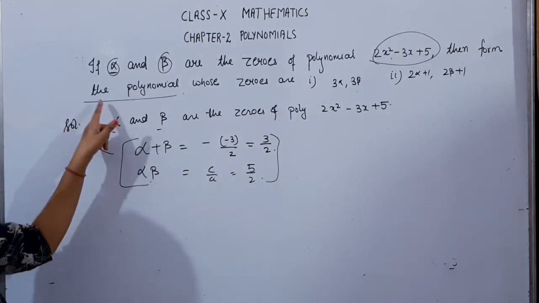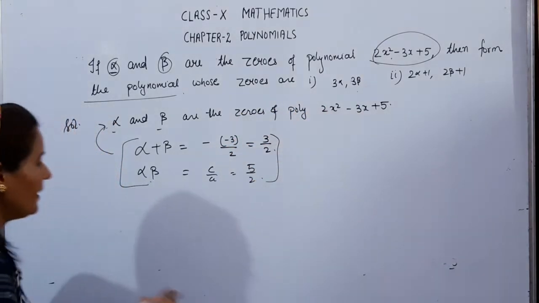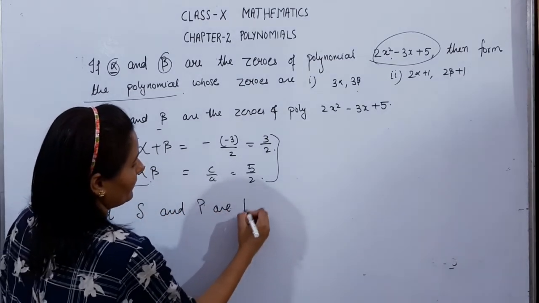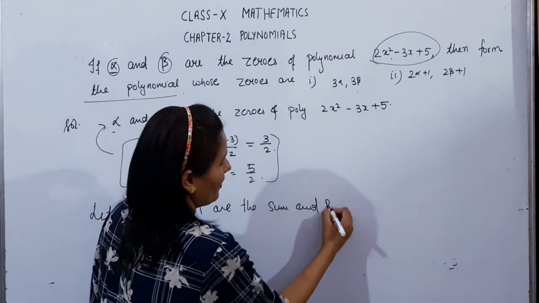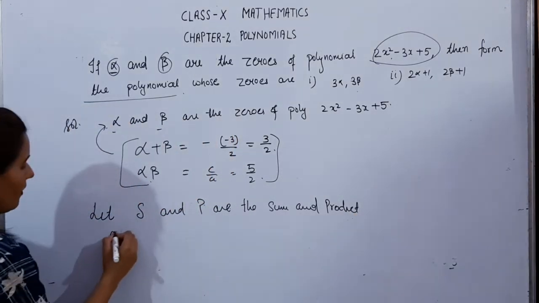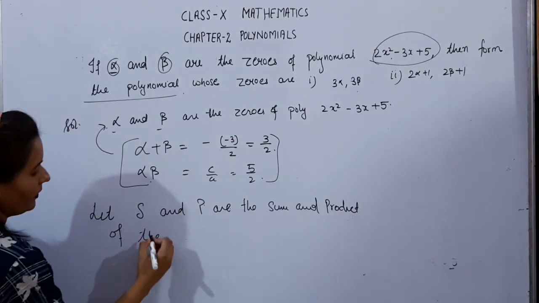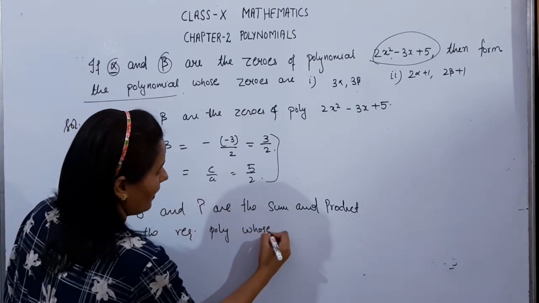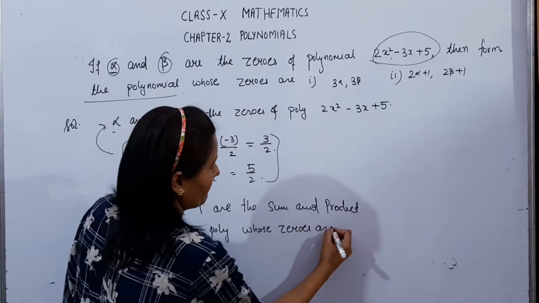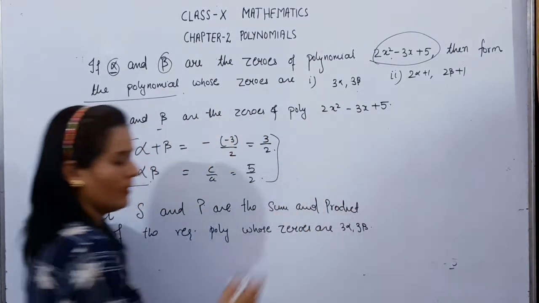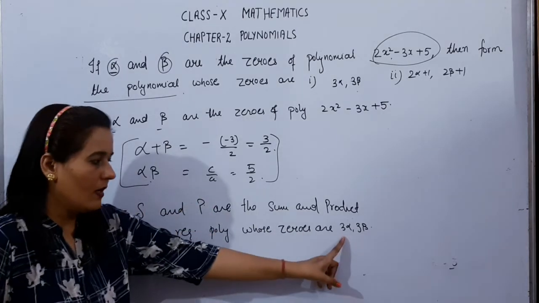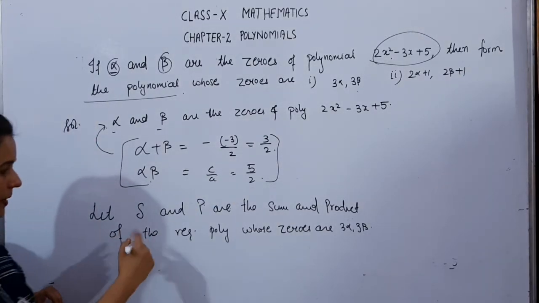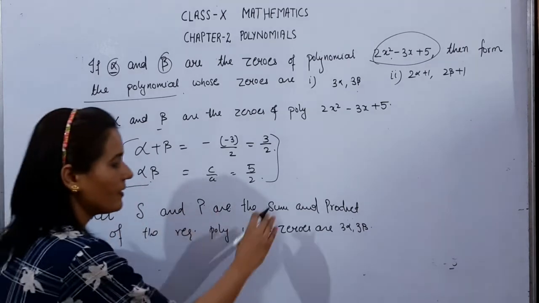Clear? Now, we have to work for a polynomial whose zeros are these. So let me write, let capital S and capital P be the sum and product of the zeros of the required polynomial whose zeros are 3 alpha and 3 beta. Let me take S and P as the sum and product of the required polynomial whose zeros are 3 alpha and 3 beta. You may change this sentence, one minute.